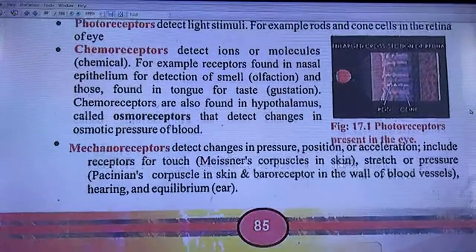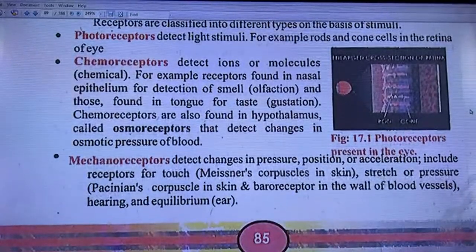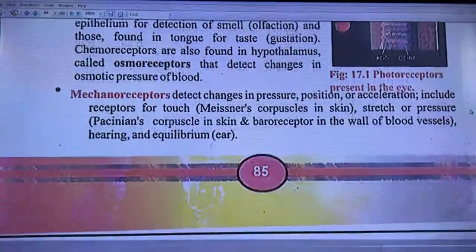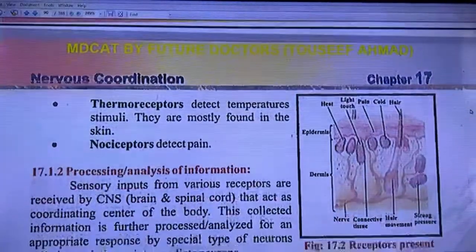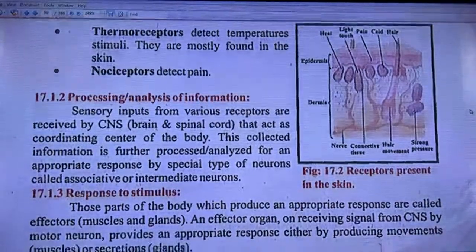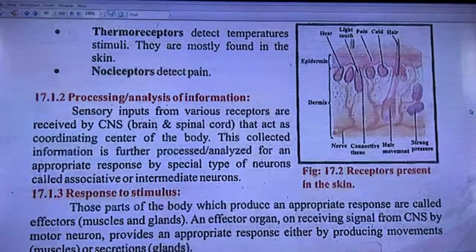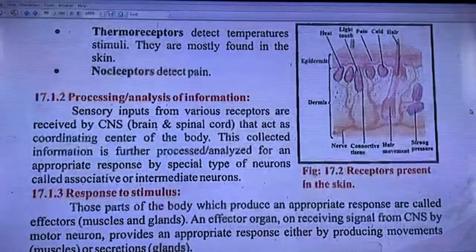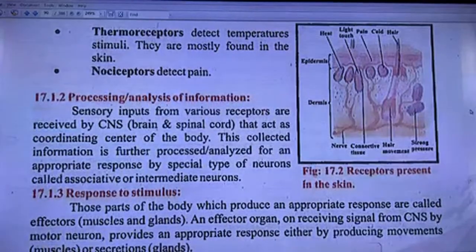Mechanoreceptors detect changes in pressure, position, or acceleration. They include receptors for touch, stretch, or pressure, hearing, and equilibrium. Thermoreceptors detect temperature stimuli. They are mostly found in the skin. Nociceptors detect pain.